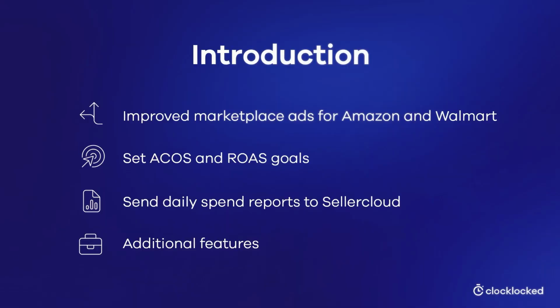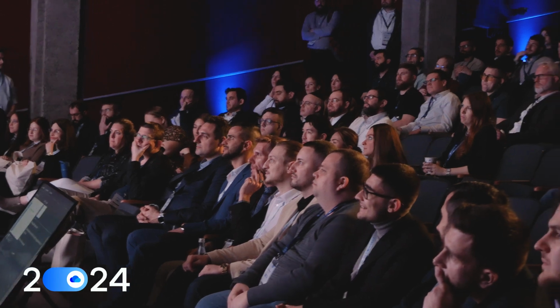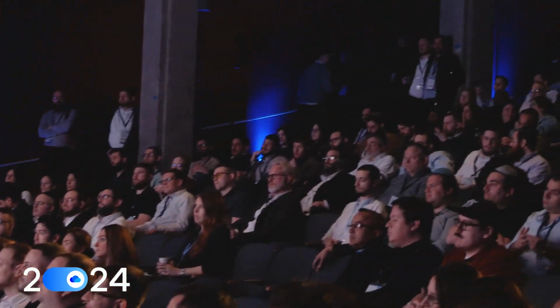So we're going to have improved marketplace ads for Amazon and Walmart, setting ACOS and ROAS goals inside of the system. You're sending daily reports to Sellercloud as well. So if you guys want to automate your ad spend coming into those profit and loss reports from Amazon, you're able to do that. And a ton of additional features that we're going to be going over as well.